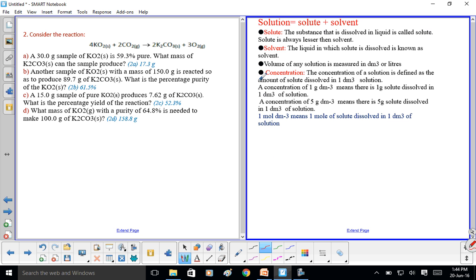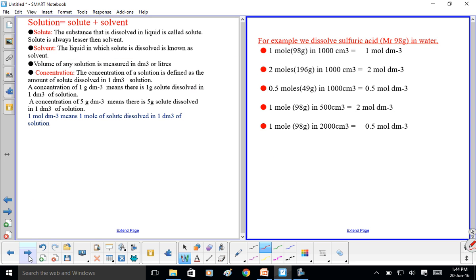Now, if I want to talk about some other things related to this. What is a solution? A solution is nothing but solute plus solvent. And what is solute? The smaller amount of material which is to be dissolved. Solvent means the larger amount of material in which we dissolve a small amount. And solvent generally is liquid. It may be gas, it may be solid also.